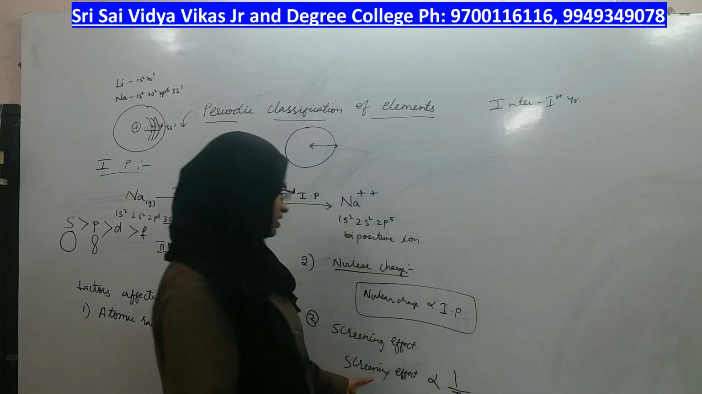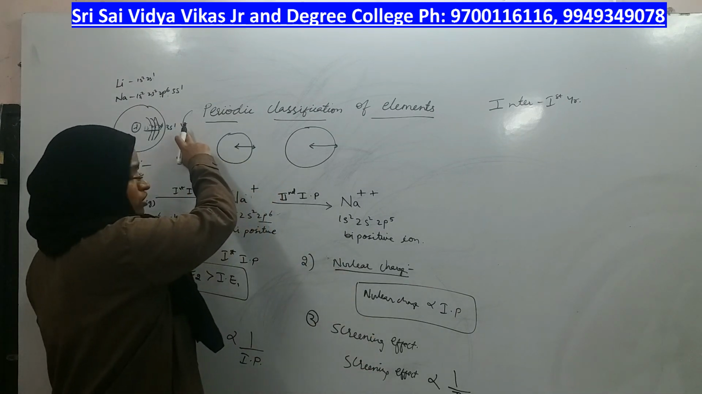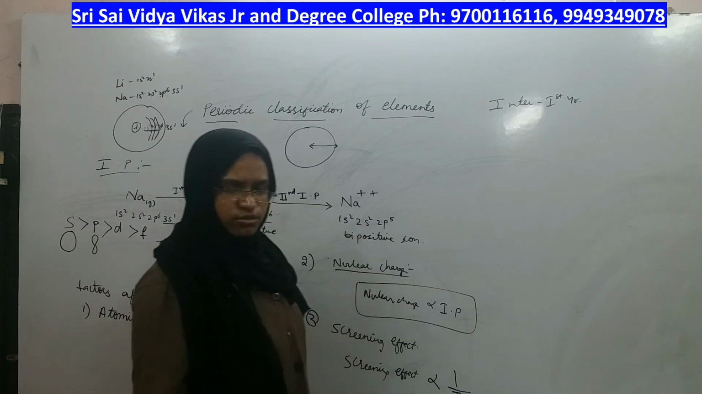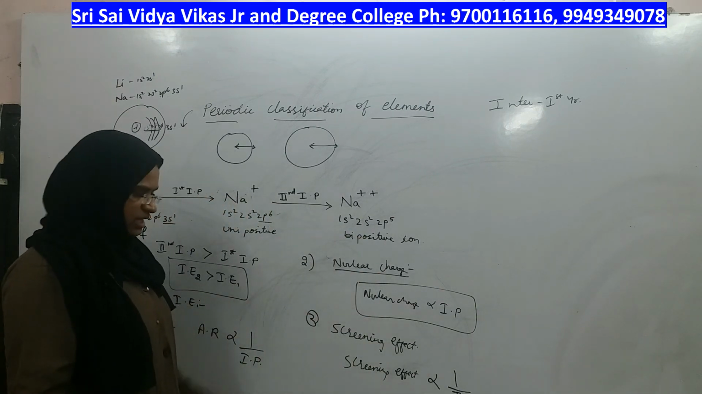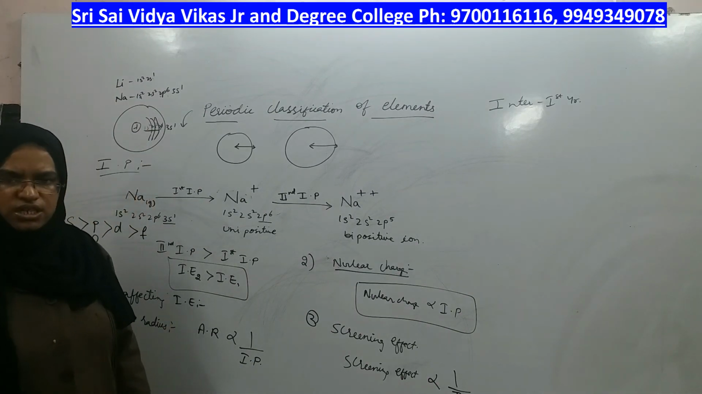If screening effect is more, you need less energy to remove the last electron, because no one knows. If screening effect is less, you need high energy to remove an electron, because the nucleus can see it, right? So this is the inverse relation of screening effect and ionization potential.